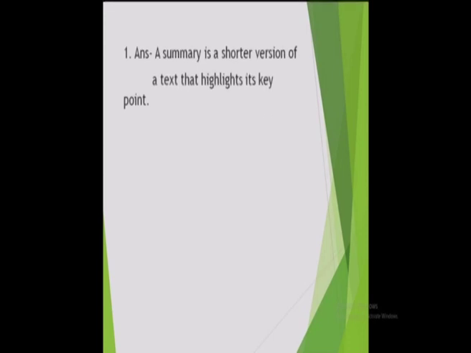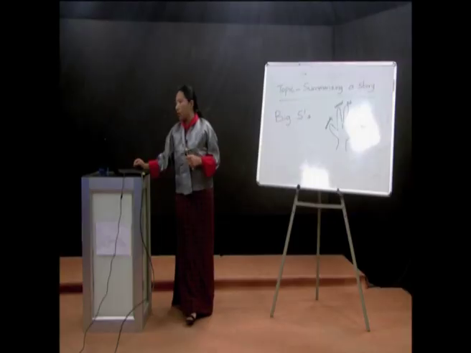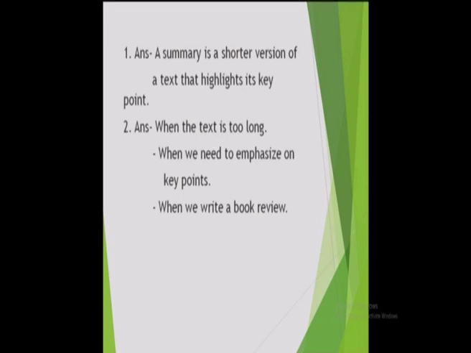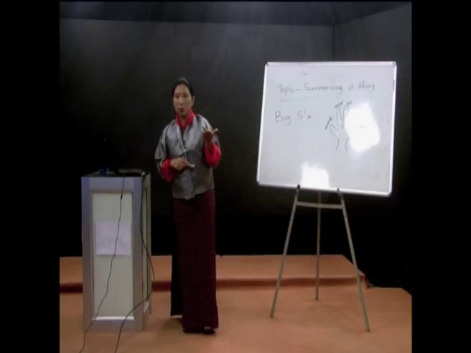So, what is a summary? A summary is a shorter version of a text that highlights its key points. Did you have the same answer? May not be exactly the same, but the answer that you have might have meant the same. Second, when can summarization be used? Summarization can be used when the text is too long, when we need to emphasize key points, and when we write a book review. Is that okay?